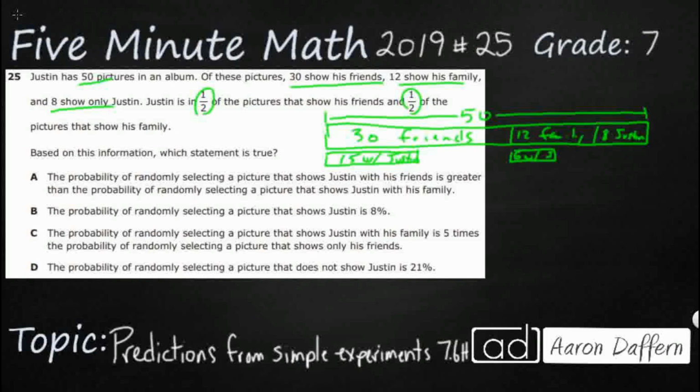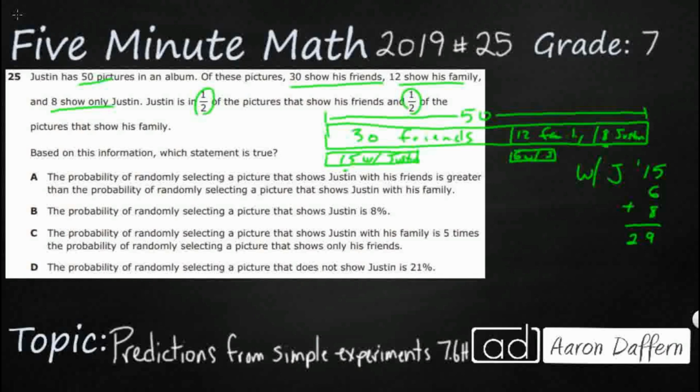So we've got a total of 50 pictures, but we've also got another total, it looks like. How many of these have Justin in them? They wouldn't give this information unless they're going to use it, so let's go ahead and figure that out. So with Justin, we've got the 15 right here. We've got the 6 right here. And then don't forget, there's just the 8 that showed Justin by himself. So we've got 11, 19, so 29. All right, so 29 pictures have Justin in them.